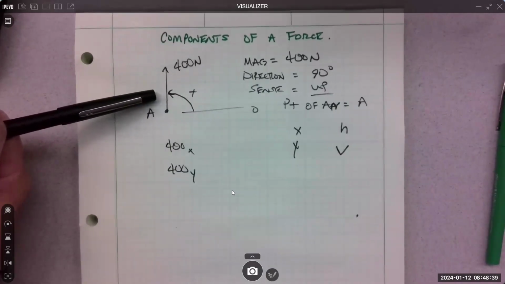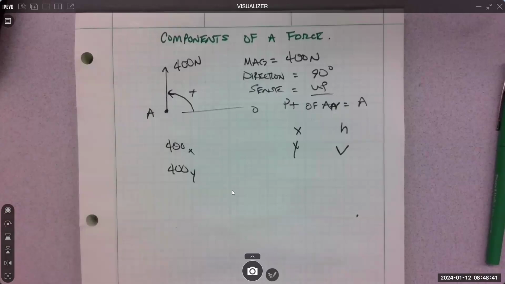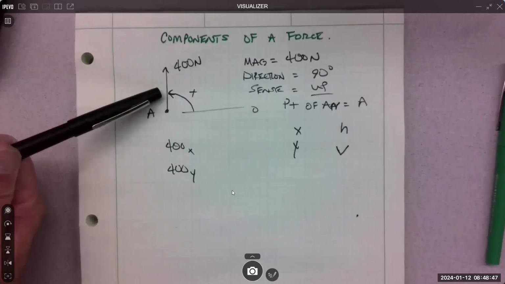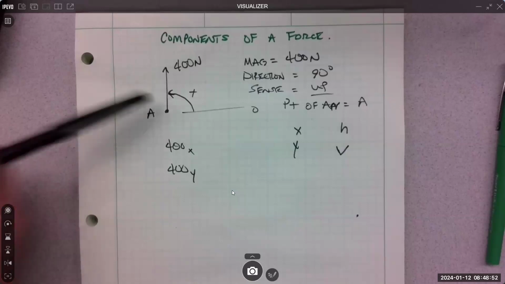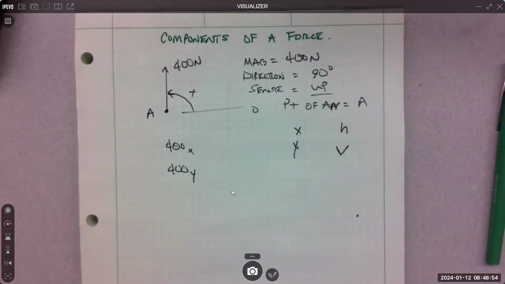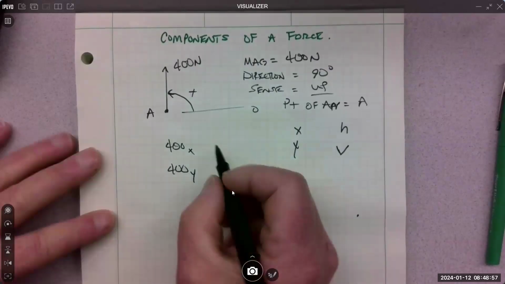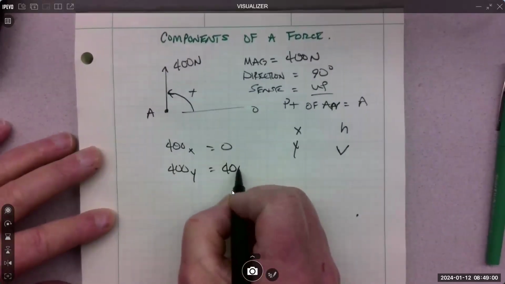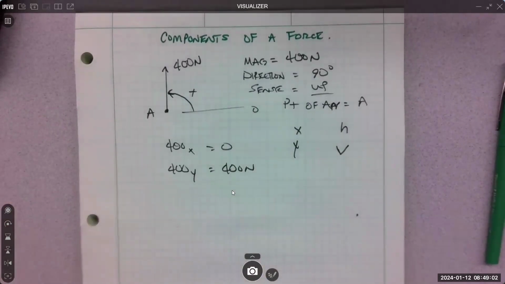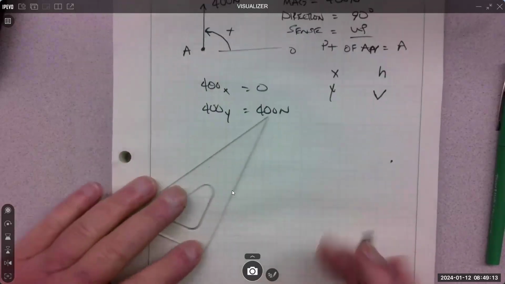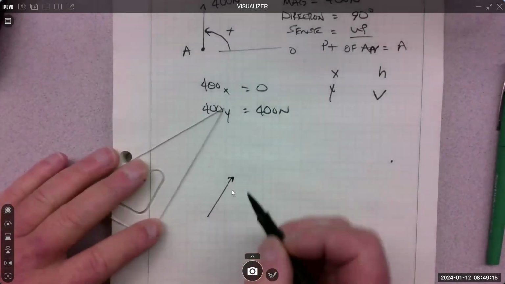Okay, so the magnitude of the vector is 400. How big is the Y component of this vector? 400. Yeah, don't overcomplicate it. It's simple. 400. It's all in the Y. So its Y component is 400. What's its X component? 0. So this is 0. This is 400 Newtons. So I like to show that one right away because every vector has two components, but one component can be 0. That's okay.